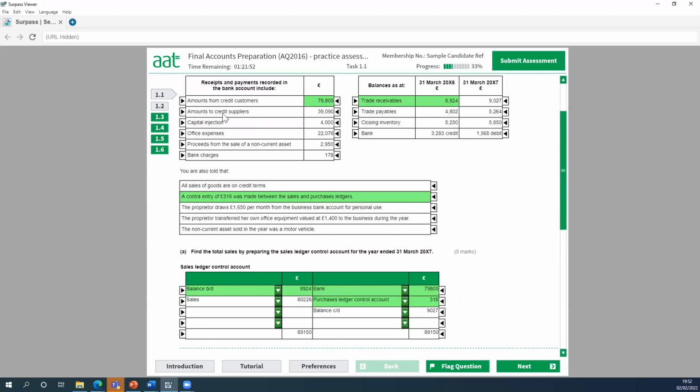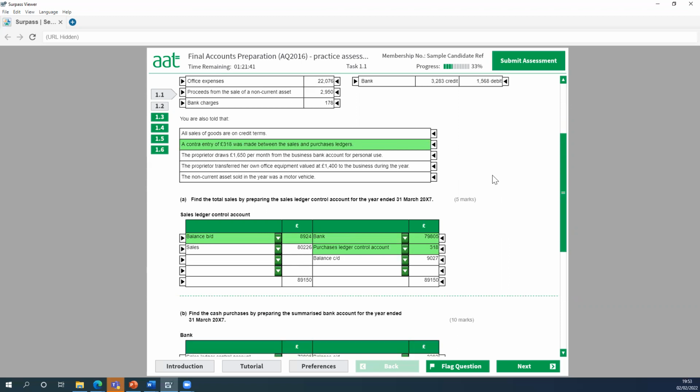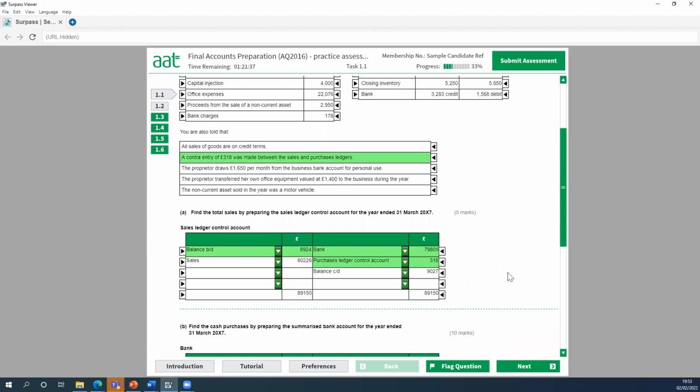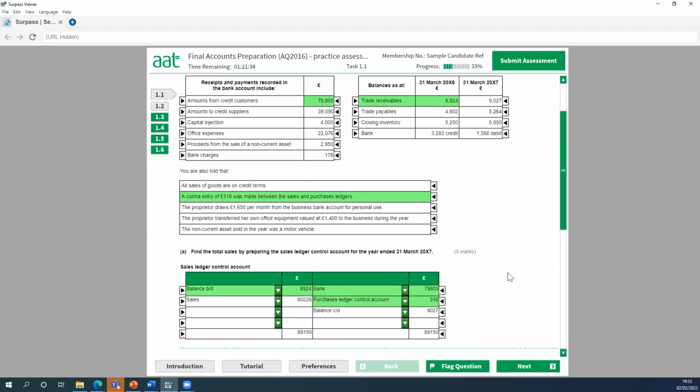It then tells us that we paid £39,090 to our suppliers. Remember, money in the bank is a debit, money out of the bank is a credit. So we're going to credit the bank for £39,090. You know this from your double entry, don't you? You debit expenses, assets, drawings, and credit liabilities, income and capital. So let's do the double entries going along. With credit bank, debit trade payables will be for that, wouldn't it?